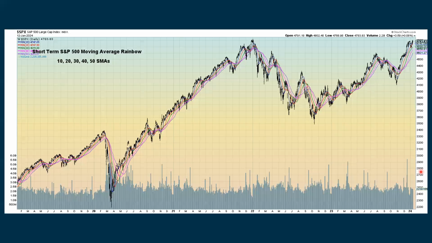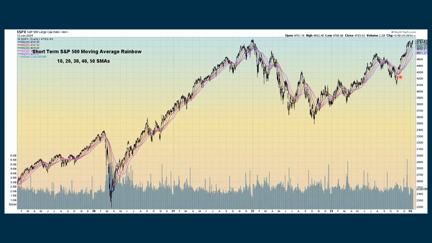In the short term, I have a thing called a rainbow, and that's because of all the cool different colors here. We go from 10 periods with a simple moving average up to 50 periods of a simple moving average. I try to look at this whole chart together, going way over on the left, all the way over to the right, getting a big picture look at the short-term trend. When we're above all of the lines and the lines are going up, that means we're in an uptrend. And that's what we're experiencing right now. When we run into trouble, that's when we see the lines start to cross over each other and look more like spaghetti.